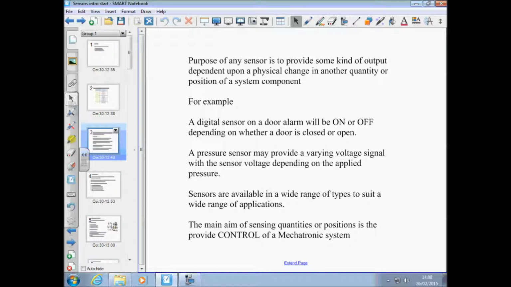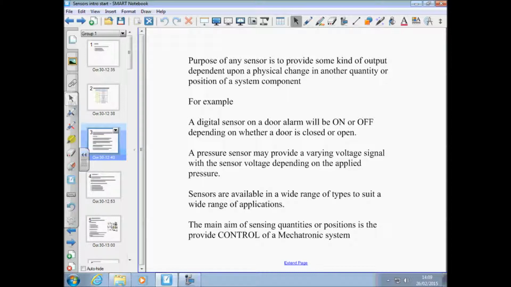The purpose of any sensor is to provide some kind of output, usually electrical output in terms of mechatronics, that's dependent upon a physical change that's happening in the world. The temperature's changing, the pressure's changing, the flow rate's changing, the weight's changing, and so on. For example, we might want a digital sensor on a door alarm, to be on or off depending on whether the door is open or closed. So that's a simple digital sensor, only on or off.